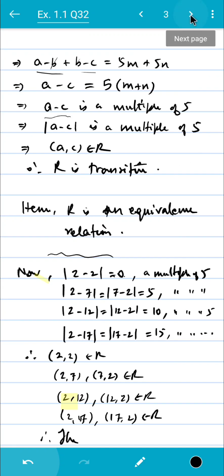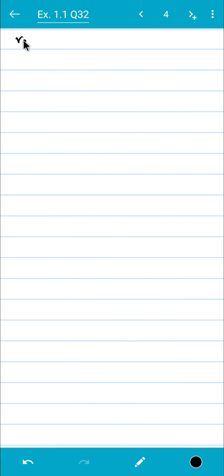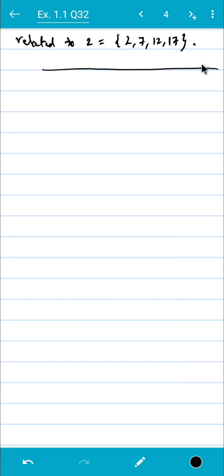So we collect all those elements that are related to 2, therefore the required set, let's write the whole thing, the set of all elements related to 2 is equal to, so that's 2, that's 7, that's 12, and that's 17. So that's question number 1.